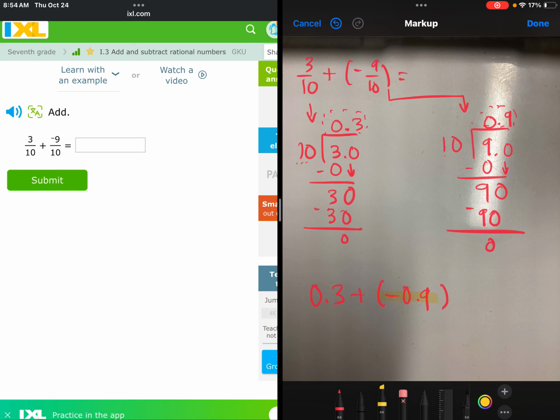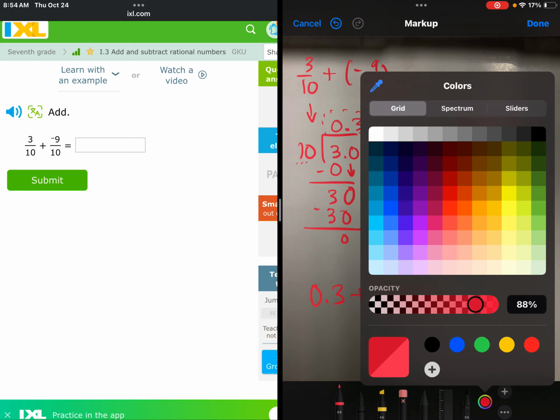Okay? This big absolute value. So again, we're subtracting the numbers the way you want, and at the end, we keep the sign of the biggest absolute value, which is 0.9. Let's go ahead and subtract. Let me pick a different color real quick. Here we go.